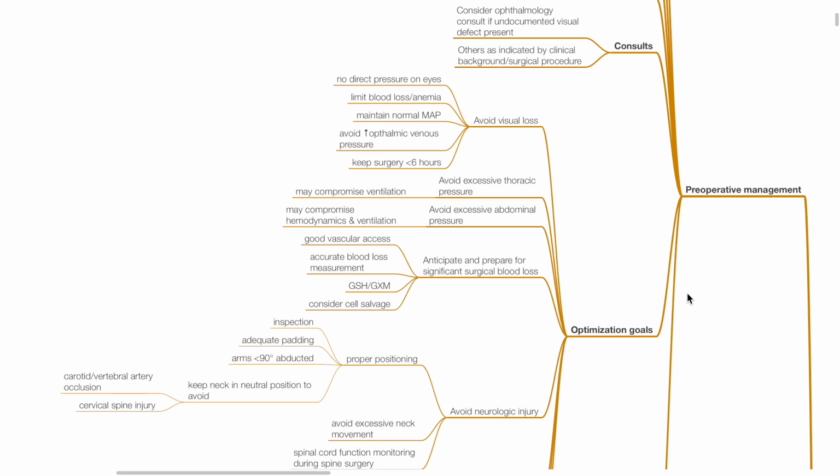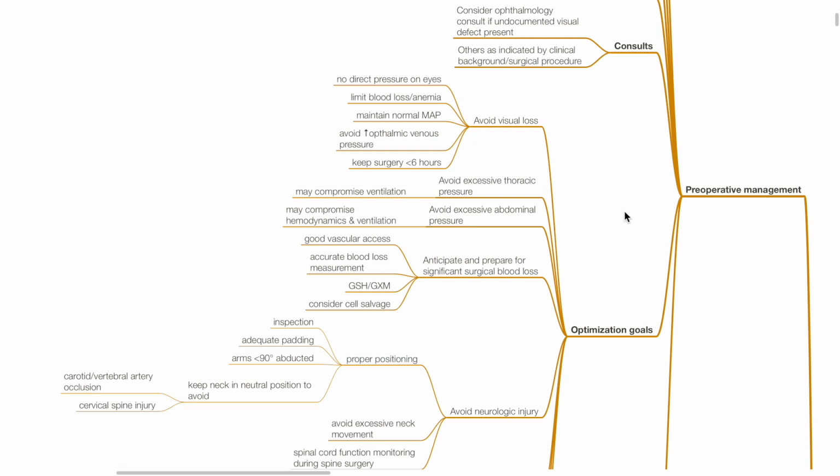Optimization goals include avoidance of visual loss, no direct pressure on eyes, limit blood loss and anemia, maintain normal mean arterial pressure, avoid increases in ophthalmic venous pressure, and keeping surgery less than 6 hours if possible. Avoid excessive thoracic pressure, which may compromise ventilation. Avoid excessive abdominal pressure, which may compromise hemodynamics and ventilation.